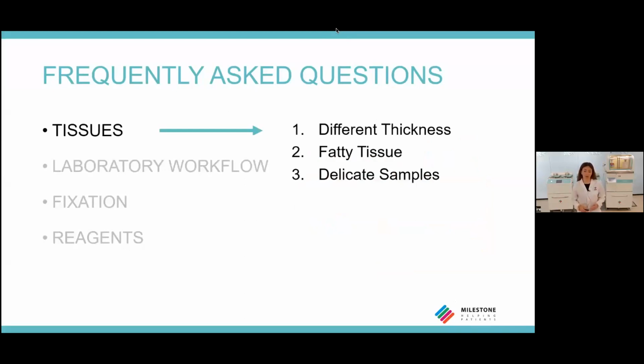Starting from the core of tissue processing, so the tissue, a frequent request is how is it possible to deal with different kinds of samples? We will see it in 3 different aspects: tissue with different thickness, fatty tissue, and delicate tissues, supported also by photos of real problems that we received.